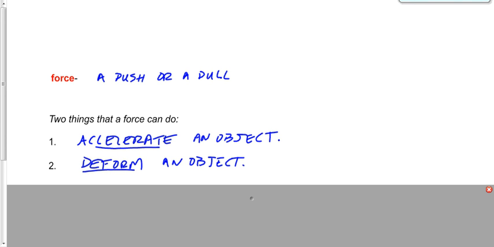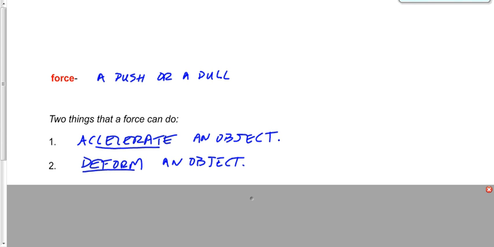I haven't caused the seat to accelerate. I haven't caused it to speed up or slow down. I've caused it to change shape. When I lean against the wall like this, I'm not causing the wall to accelerate. I'm actually changing the shape of the wall microscopically. It is a microscopic change in shape, but it is a real change in shape. When the wall pushes back on my hand, it changes the shape of my hand a little bit as well.